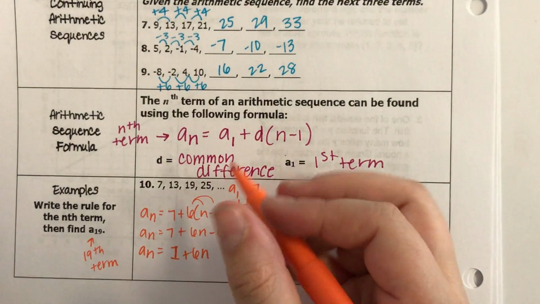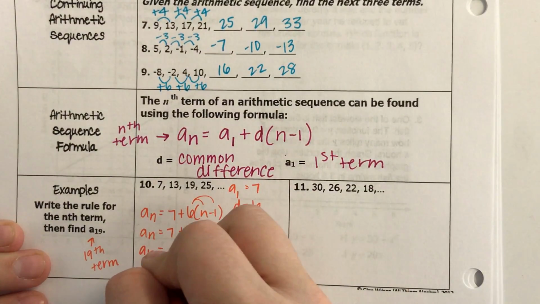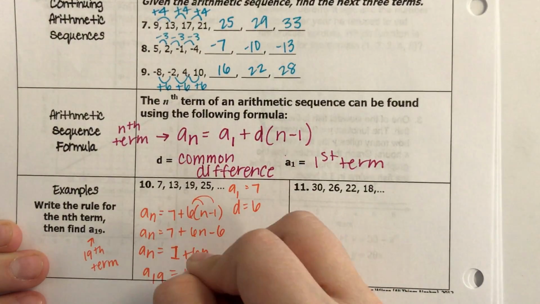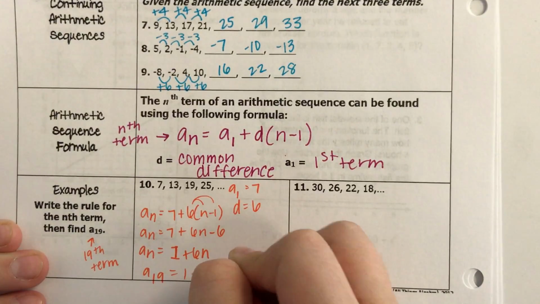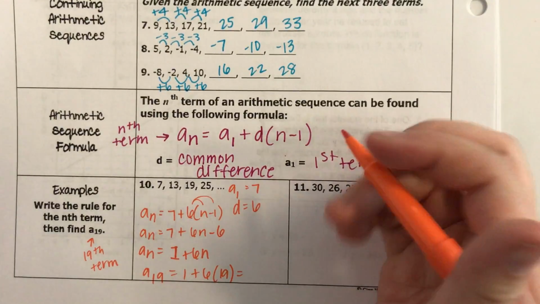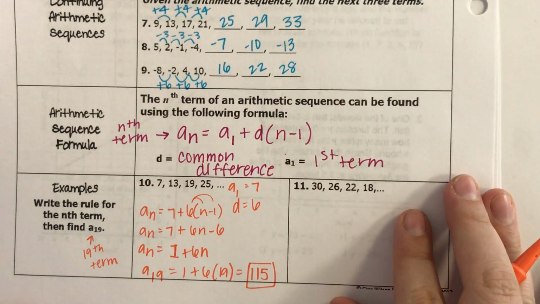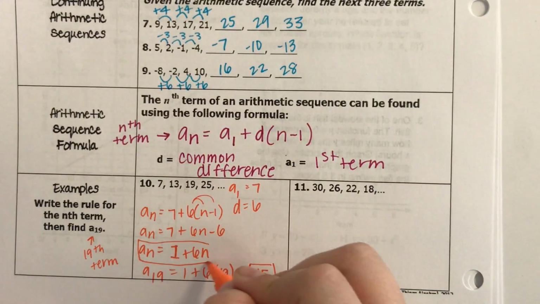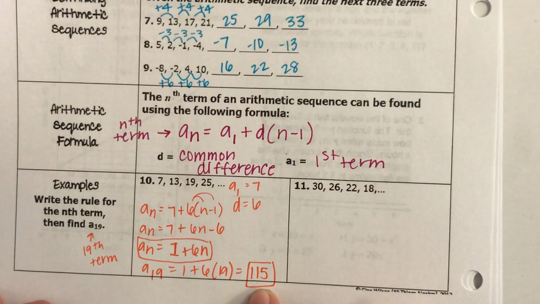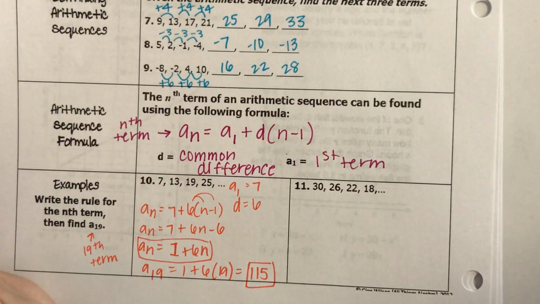Okay? To find the 19th term, all I have to do is put 19 where there's n. So a sub 19 equals 1 plus 6 times 19, which equals 115. So we did both things. We found our formula and we found the 19th term. Okay, so let's do one more together and then we'll continue this in class tomorrow.